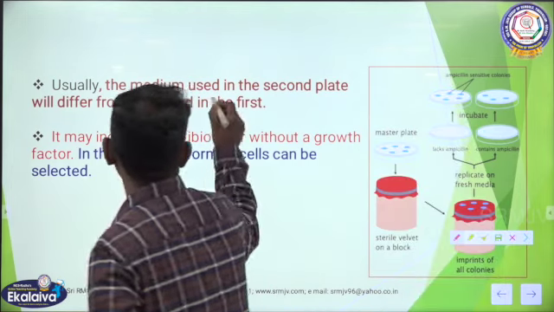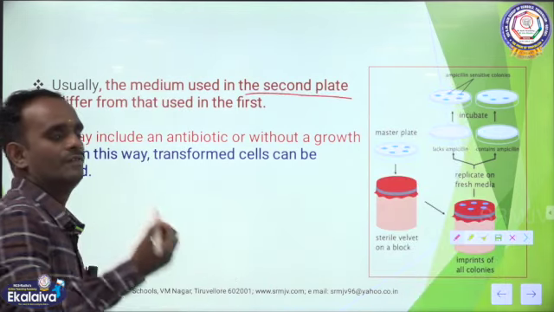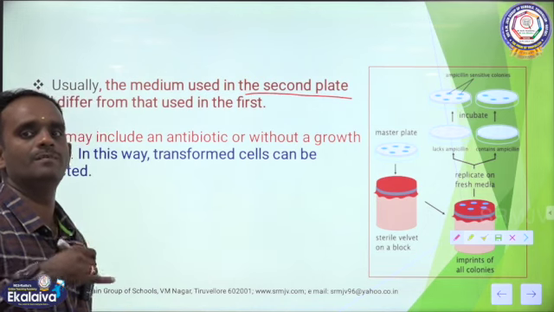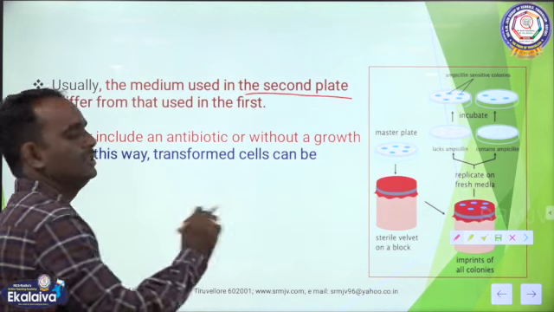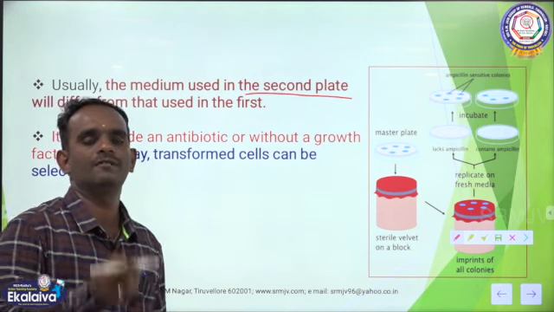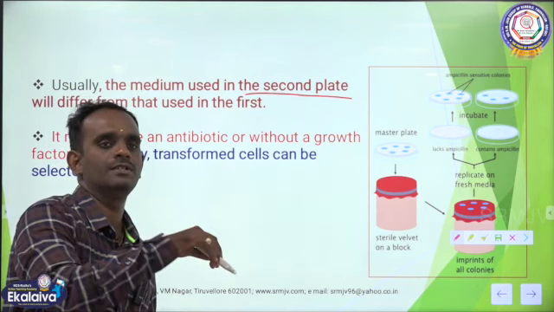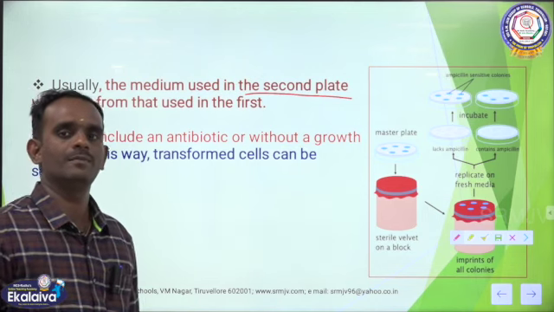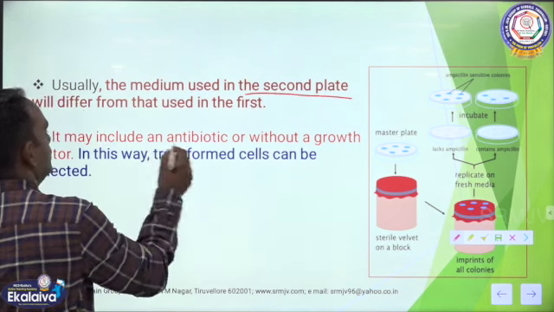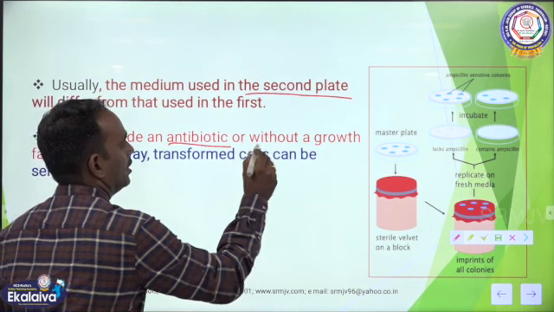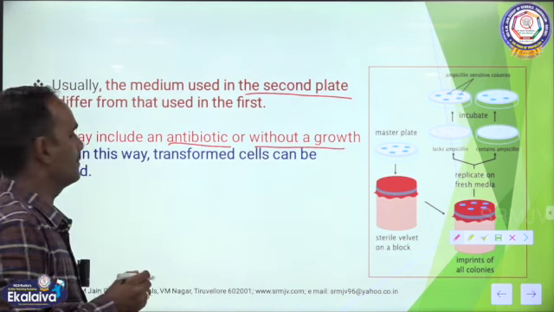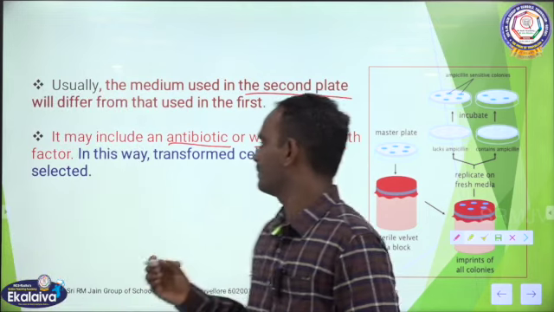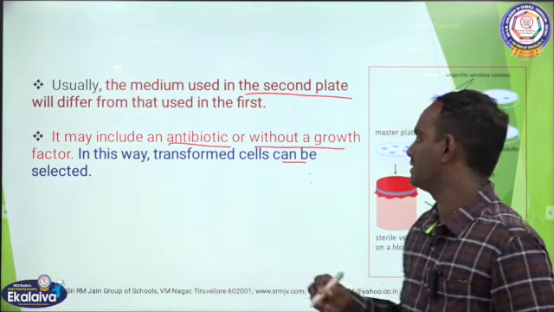Usually the medium used in the second plate will be different from that of the first plate. Two different plates we are using now. In the first plate we are using one medium, and in the second plate another medium. Okay. So, it may include an antibiotic or be without a growth factor. In this way, the transformed cells can be selected.